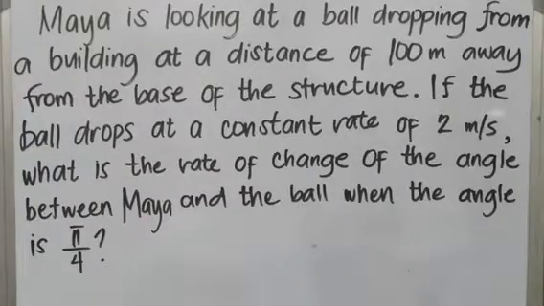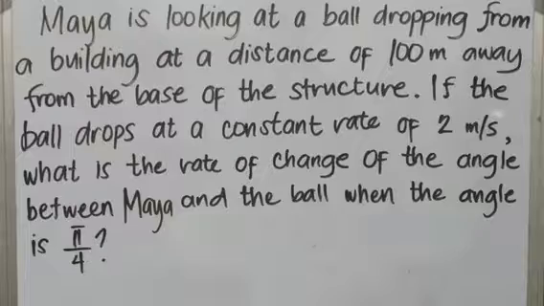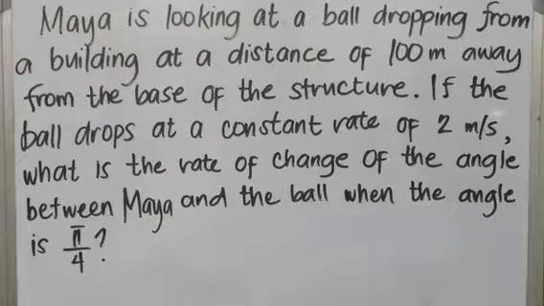Maya is looking at a ball dropping from a building at a distance of 100 meters away from the base of the structure. If the ball drops at a constant rate of 2 meters per second, what is the rate of change of the angle between Maya and the ball when the angle is pi over 4? Now, before anything else, it is important to illustrate what is happening in the problem to further understand the situation.